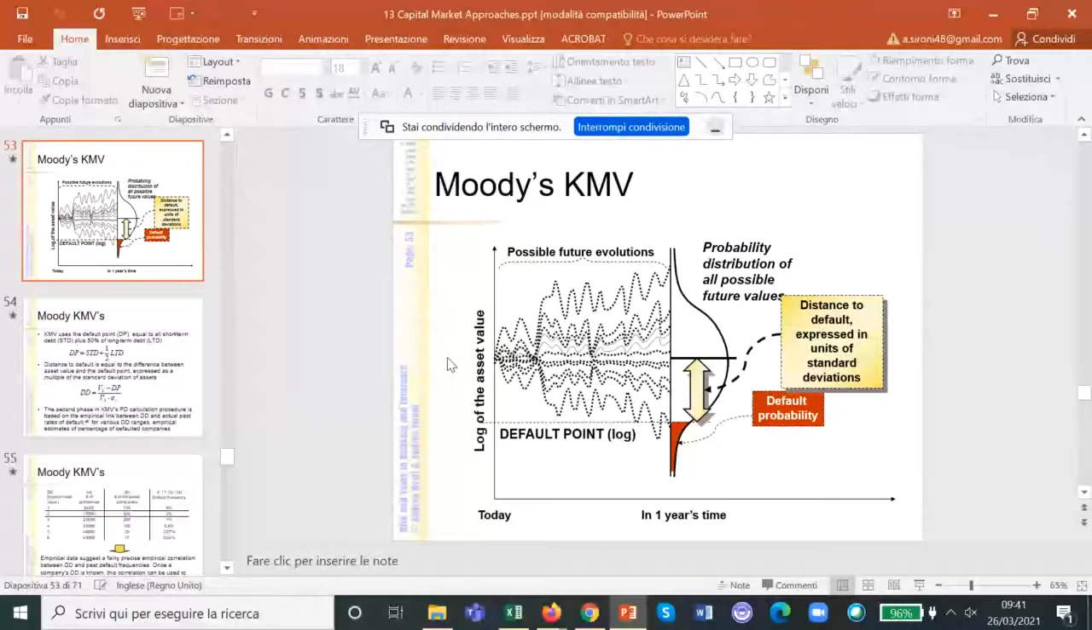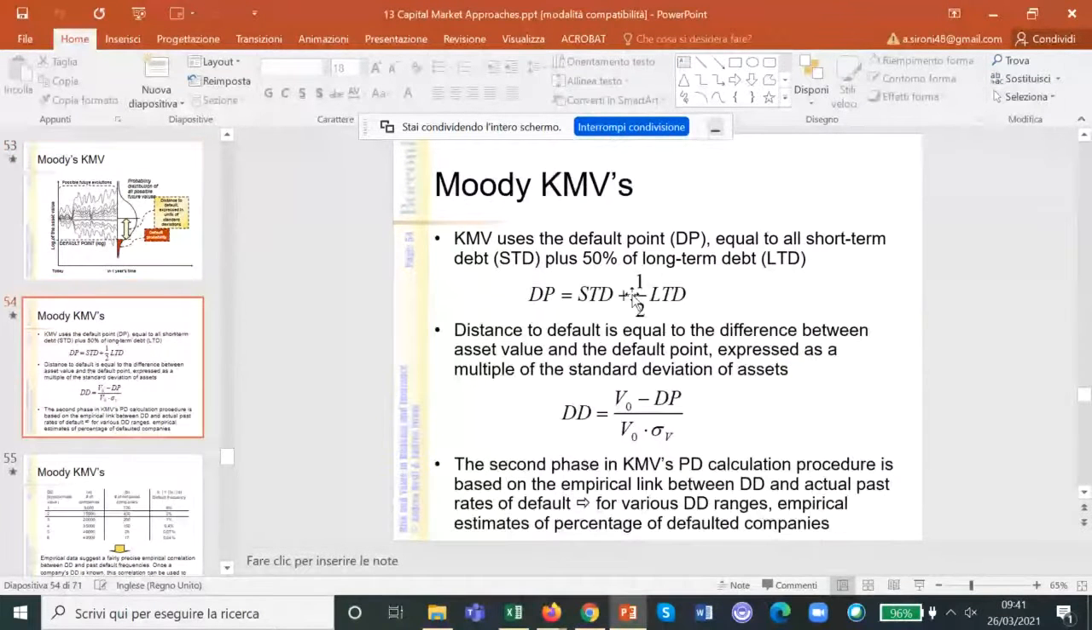Second, the KMV model introduces the concept of so-called distance to default. The distance to default, as you can see from this chart, is graphically the distance between the expected asset value, the current asset value, and the default point. More specifically, the distance to default is estimated as the difference between the asset value and the default point, standardized by the standard deviation of the asset. So the default point is short-term debt plus 50% of the long-term debt. And then we introduce this concept of distance to default.